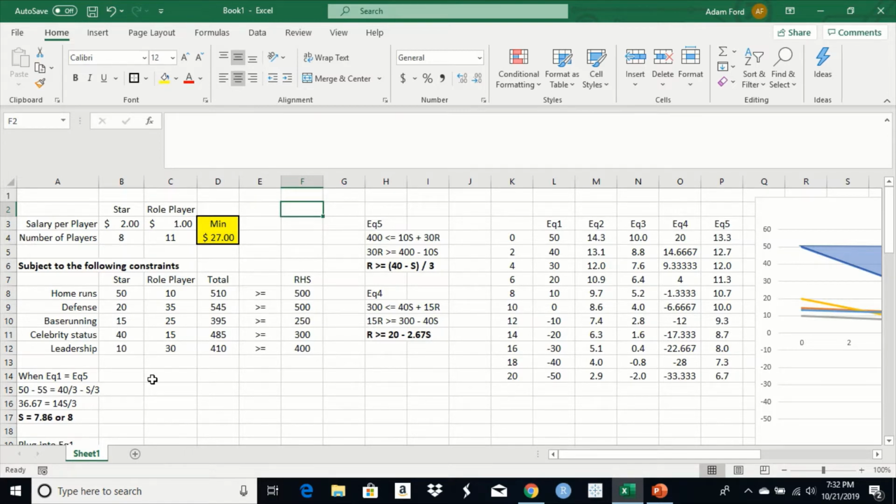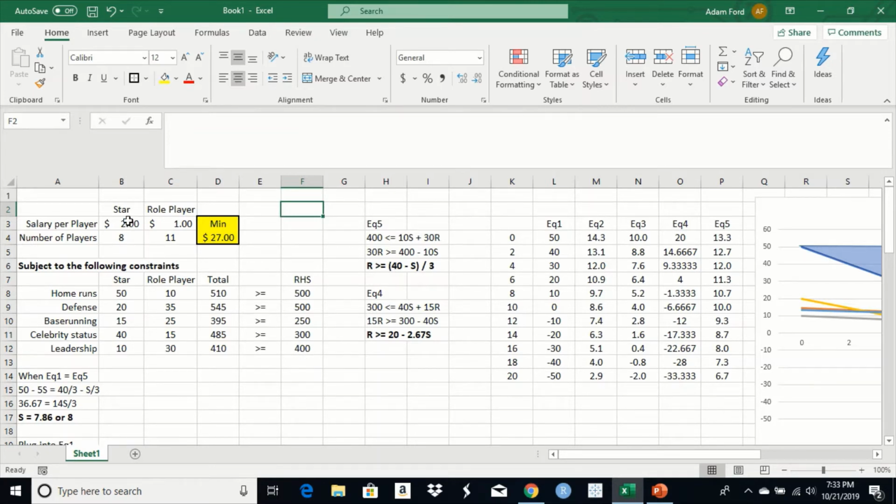Celebrity status, obviously the star player will provide 40 utility of celebrity status. It's kind of important. You've got to get fans. Fans won't come to the game unless they know there's some star players, so we've got to have some big names on our roster. Whereas the role players are not going to provide as much celebrity status. We need a minimum of 300 of that because we've got to fill the seats with people. They'll buy the jerseys of the star player. And finally, we've got leadership. Star players may not provide as much leadership, whereas we expect that a lot of the role players will provide a lot of leadership. Overall, we need a utility value of 400.